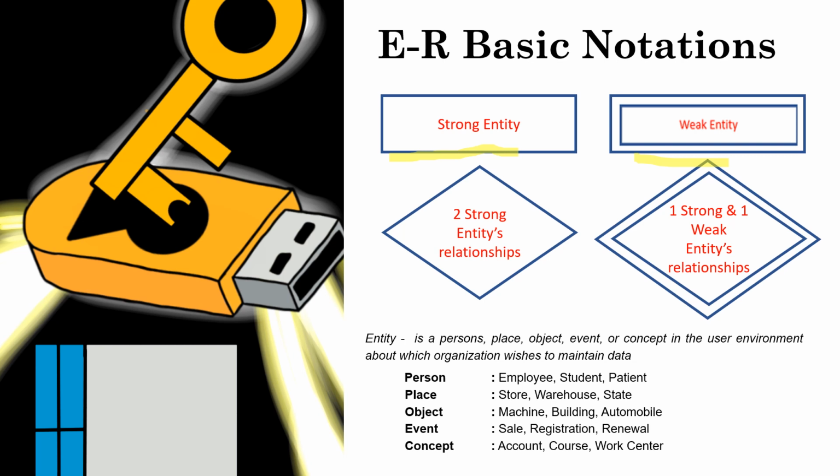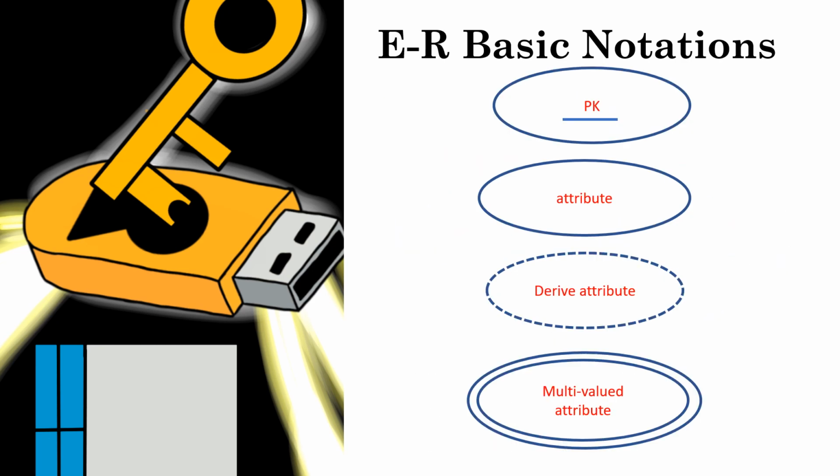For the place, we have the store, warehouse, and state. For the object, we have machine, building, and automobile. For the event, we have sale, registrations, and renewal. For the concept, we have account, course, and work center. So, entity relationship basic notations.